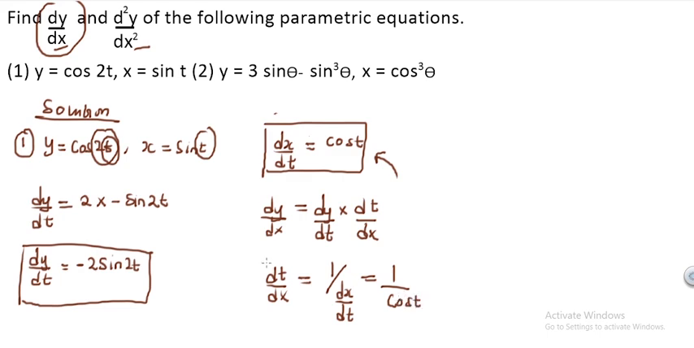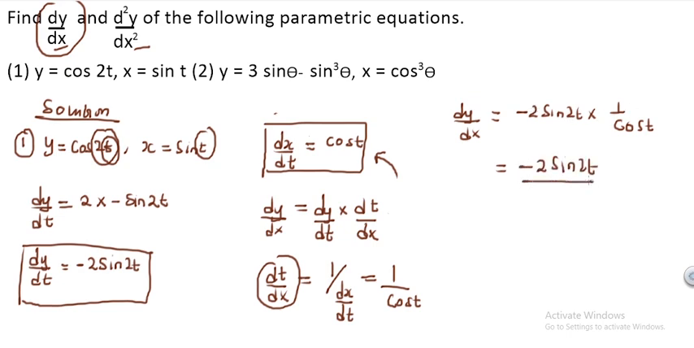From this point, you have your dt/dx and your dy/dt, so you can plug both into this equation to get your dy/dx. So dy/dx is equal to minus 2 sin 2t times dt/dx, which is 1 over cos t. If you multiply these, you have minus 2 sin 2t times 1 for the numerator, divided by, for the denominator, 1 times cos t, so we have cos t here. So dy/dx is minus 2 sin 2t over cos t.